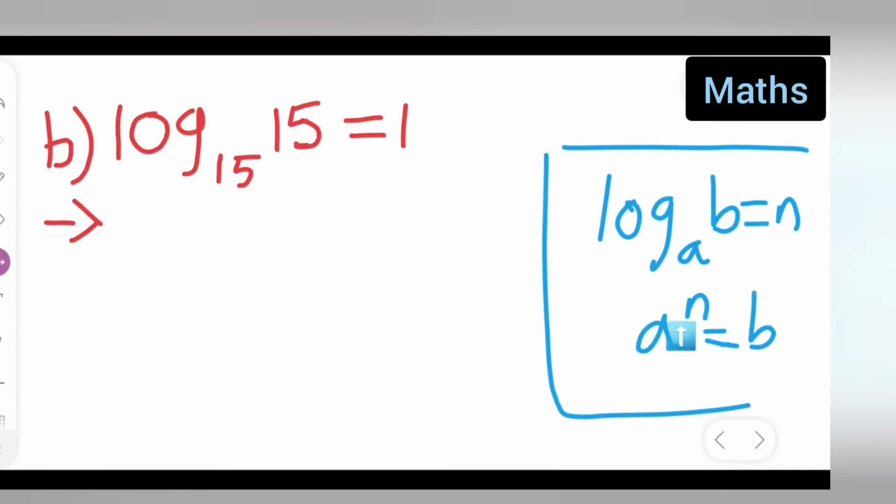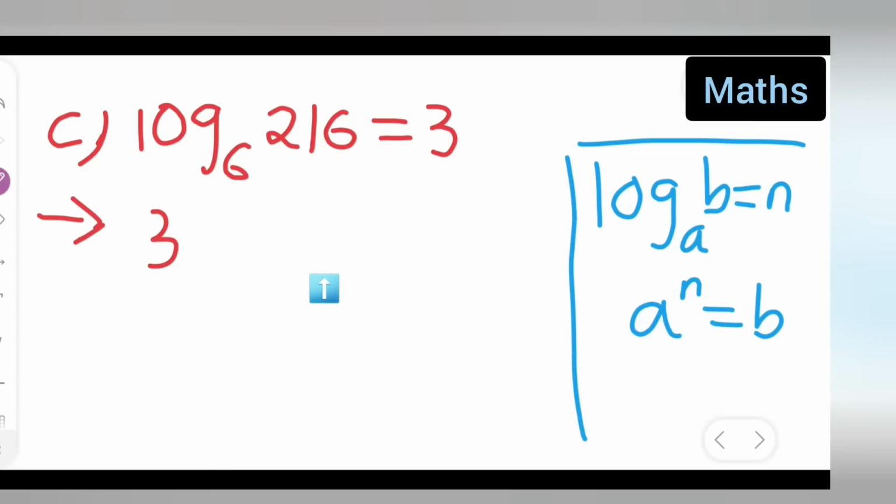Moving next. Next let us see. You'll have to apply the formula and do it. So here what will be there? 15 raised to power of 1 is equal to 15 you all will get, right? Next, moving further.